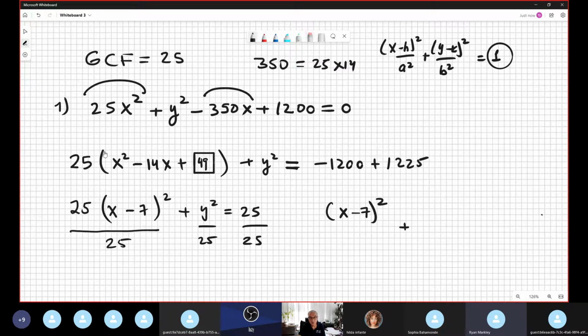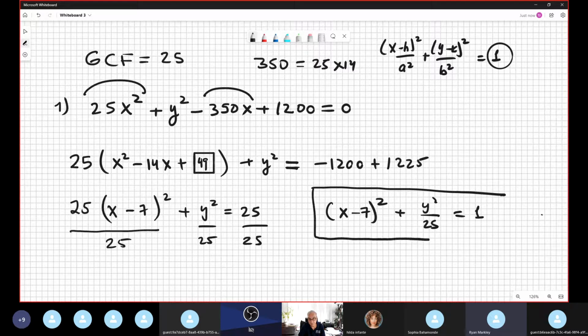squared plus y squared over 25 equal 1. Wow, nice. This is my nice equation. Guys, this is unbelievable, because this equation is equivalent 100% to the ugly original. It's the same equation algebraically, of course, with one specific manipulation. Yeah, we did it before.